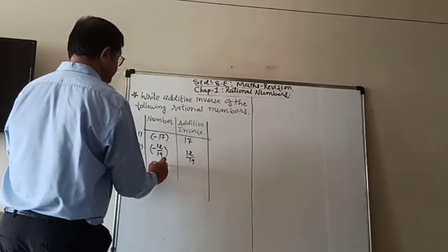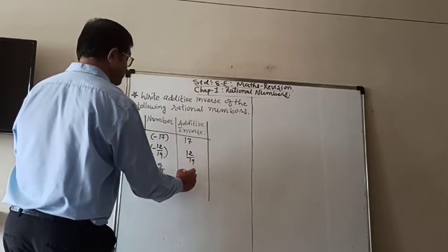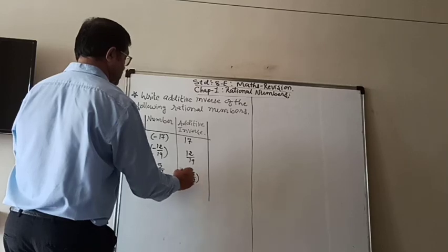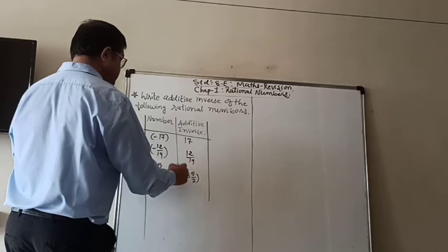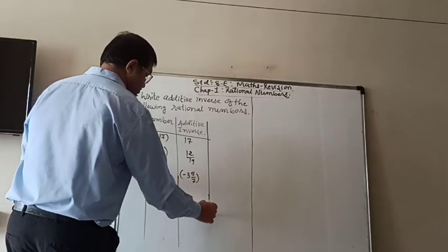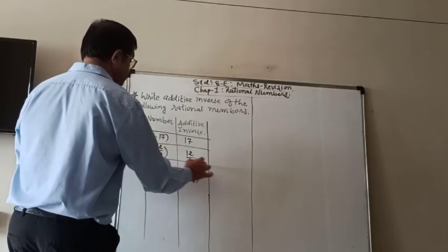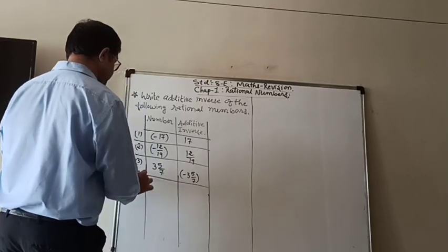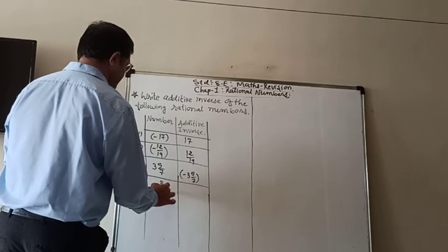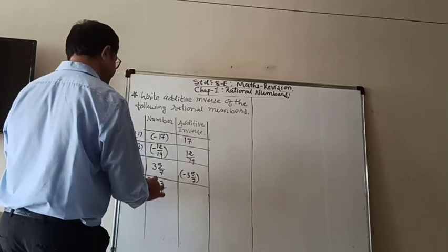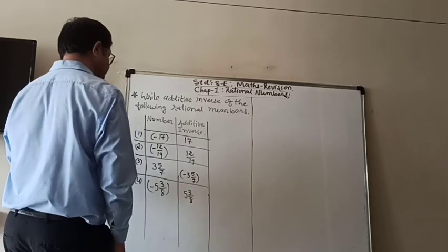3 integer 5 upon 7. Then minus 3 integer 5 upon 7. So additive inverse means just you have to change the sign. Nothing else to do. Only change the sign of it. Minus 5 integer 3 upon 8. Then just 5 integer 3 upon 8.